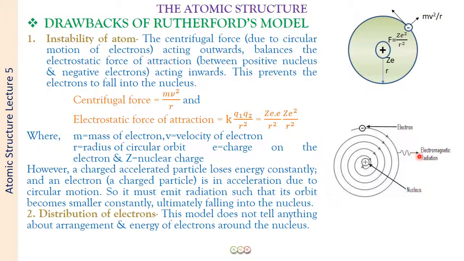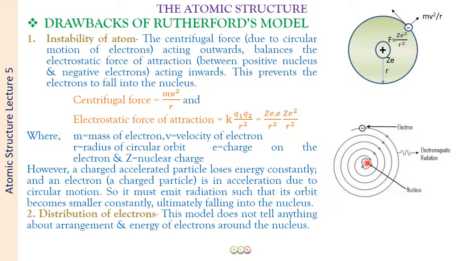This energy it loses in the form of electromagnetic radiation, and as it loses energy, its energy becomes less, so it slowly and steadily loses energy, and ultimately it is going to fall into the nucleus. Calculations show that it should take an electron only 10 power minus 8 seconds to spiral into the nucleus. But this does not happen.